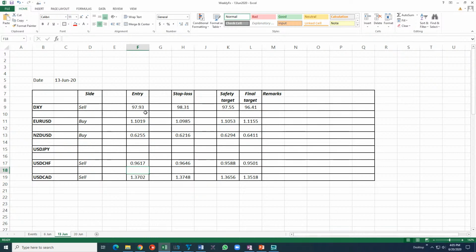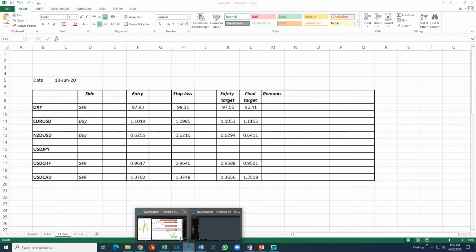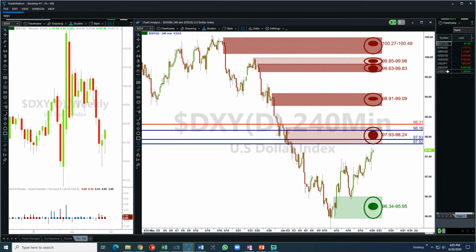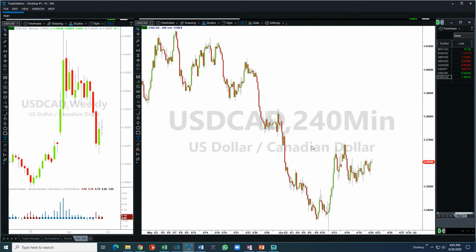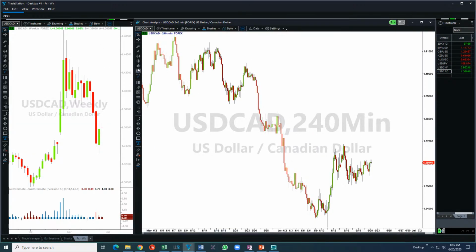None of them got triggered. The only one that came really close was the USDCAD. We came really close to 3702, but missed it. So let's go ahead and check that 3702 area.